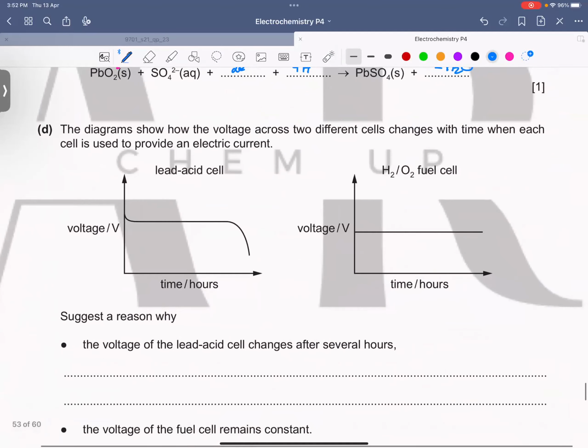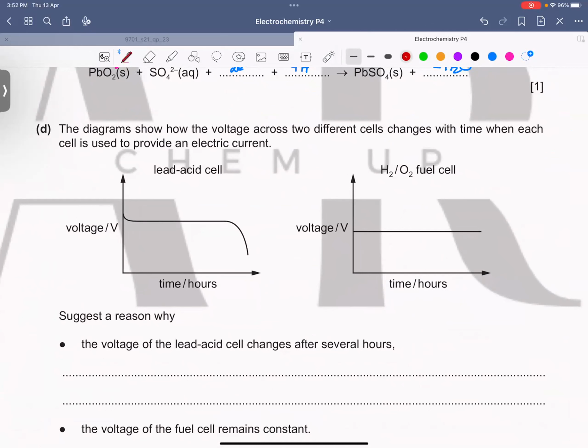Next part. The diagram shows how the voltage across two different cells changes with time when each cell is provided with an electric current. Suggest a reason why the voltage of a lead acid cell changes after several hours, and in the hydrogen oxygen fuel cell, they remain constant.